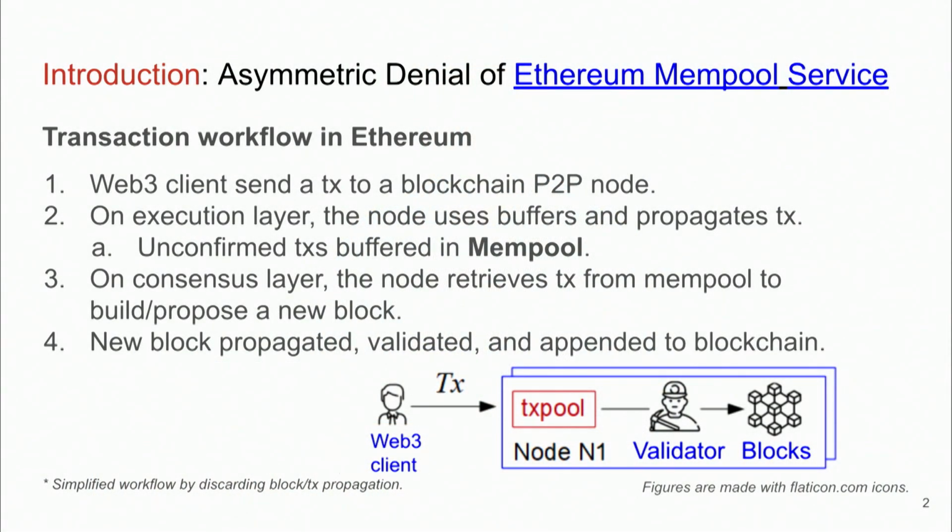So let me start with giving a quick recap on how transactions are handled in the Ethereum blockchain. Let's say a Web3 client wants to send out a transaction to the Ethereum blockchain. The client will send the transaction to a blockchain P2P node. And nowadays, since the upgrade, Ethereum works on two different levels, the execution layer and the consensus layer. On the execution layer, the node will buffer the transaction in a data structure called the memory pool, and then it will propagate the transaction to reach the entire P2P network. And on the consensus layer, the node will retrieve transactions buffered in the memory pool to build and propose blocks. Once a new block, including the transaction, is proposed, it will be further propagated, validated, and then appended to the blockchain.